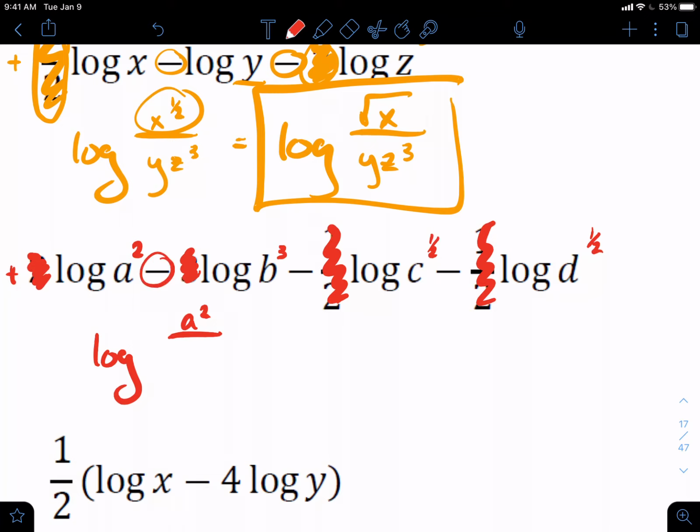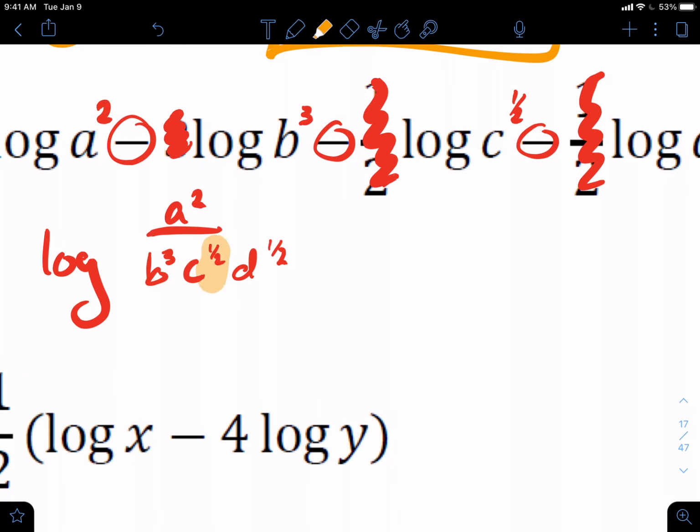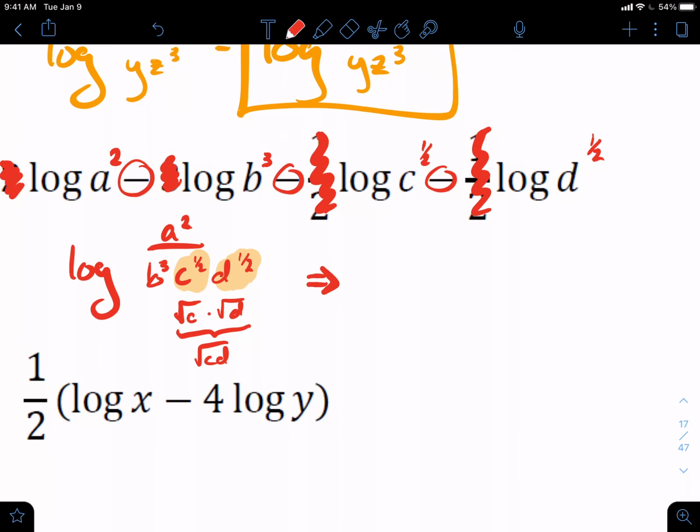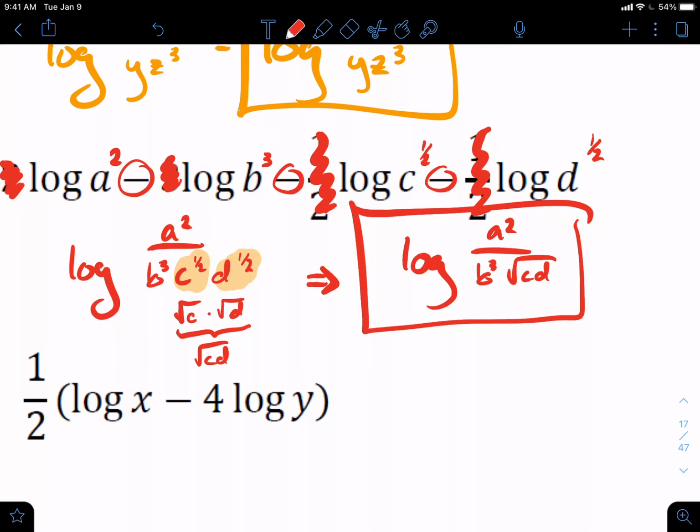And then since it's a minus, that's going to go on the bottom now, b to the 3rd. A minus, this is going to become c to the 1/2. And a minus is going to become d to the 1/2. Now when I rewrite these, anything to the 1/2 can be just written as the square root. So this would be the square root of c, and this would be the square root of d. Since they're both square roots, these actually can be combined to be the square root of cd, making my final answer the log of a squared over b to the 3rd times the square root of cd. Right? A lot of simplifying going on in that problem.